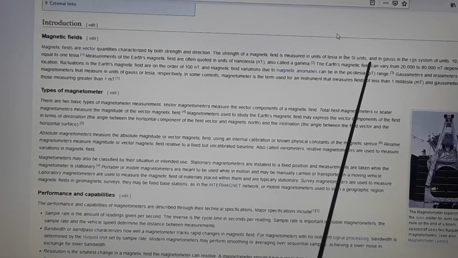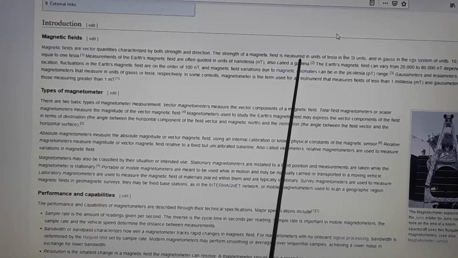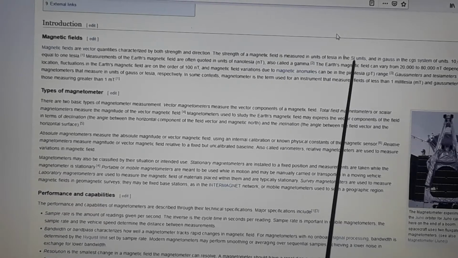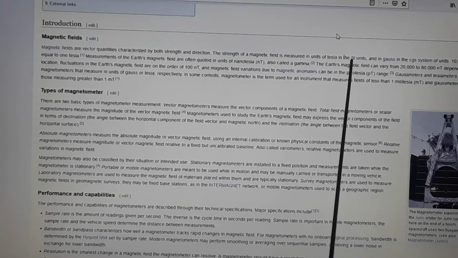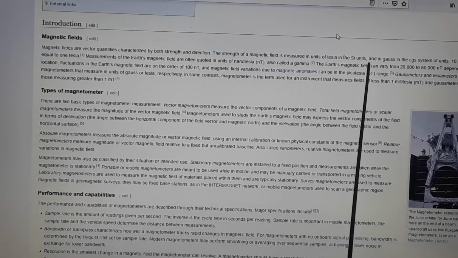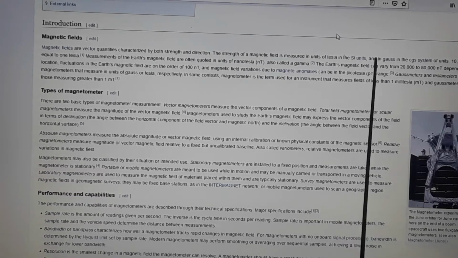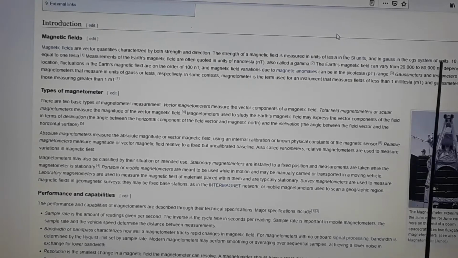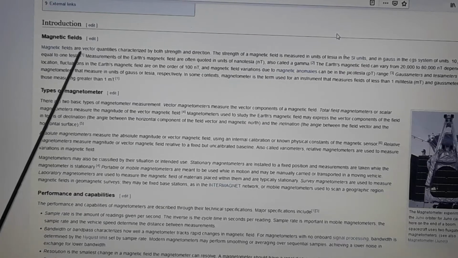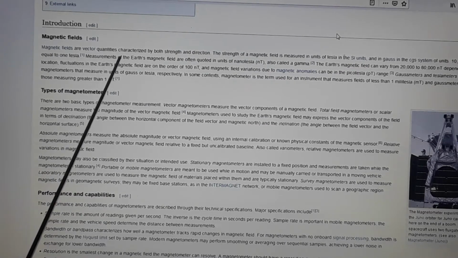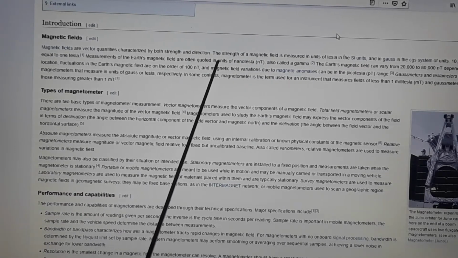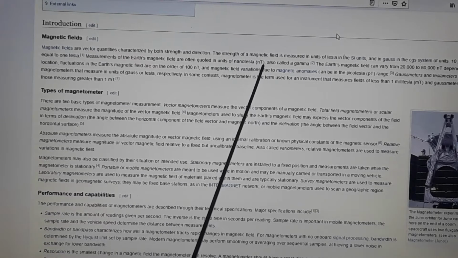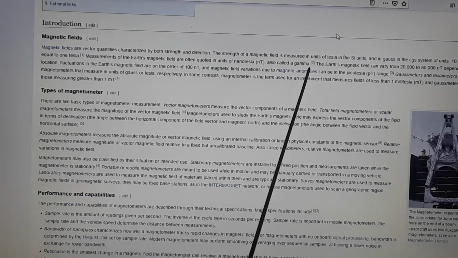And in Gauss. All right. So the strength of the magnetic field is measured in units of Tesla in the SI scientific units, and in Gauss in the CGS system of units. 10,000 Gauss are equal to 1 Tesla. Measurements of the Earth's magnetic field are often quoted in units of nanotesla, nT, also called a gamma.